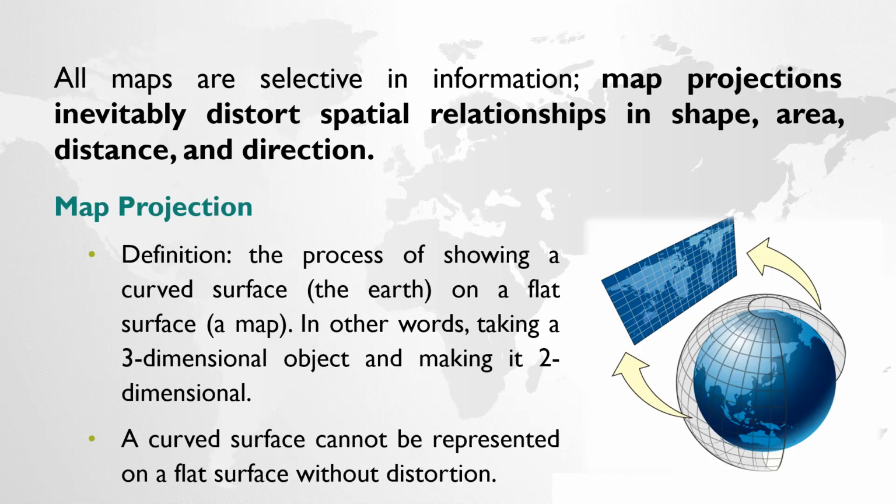The thing with map projections is they're taking this three-dimensional object that is Earth and trying to make it two-dimensional. That creates some issues, because when you're trying to make a curved surface into a flat surface, it's inevitably going to distort spatial relationships in shape, area, distance, and direction. A curved surface cannot be represented on a flat surface without some distortion.